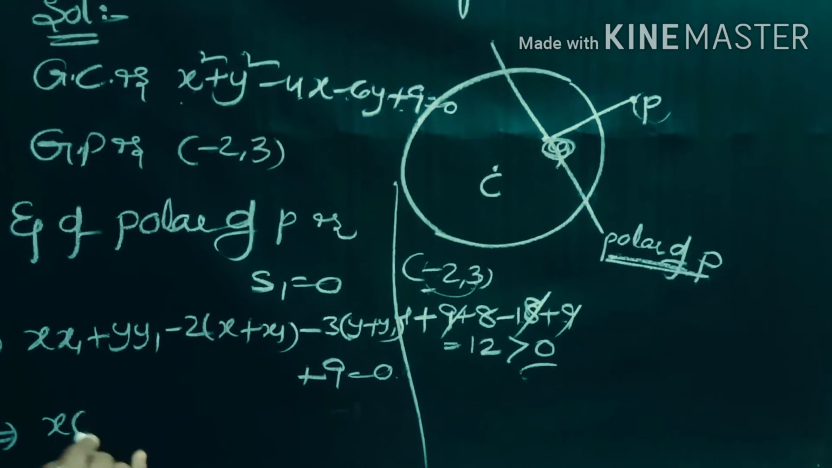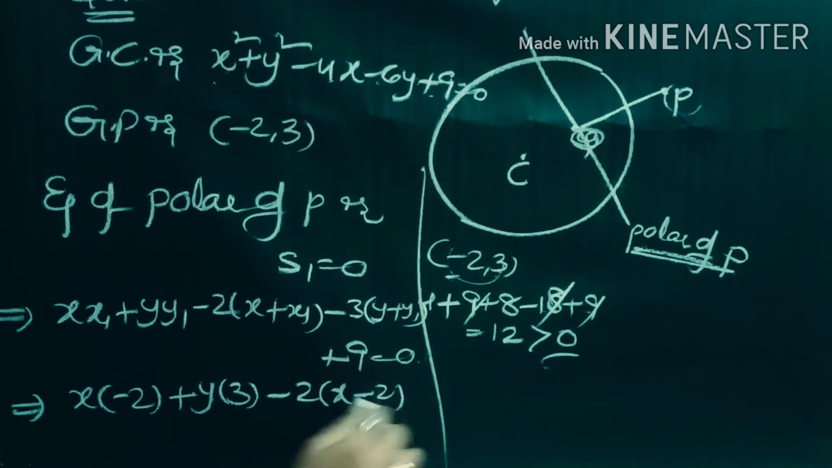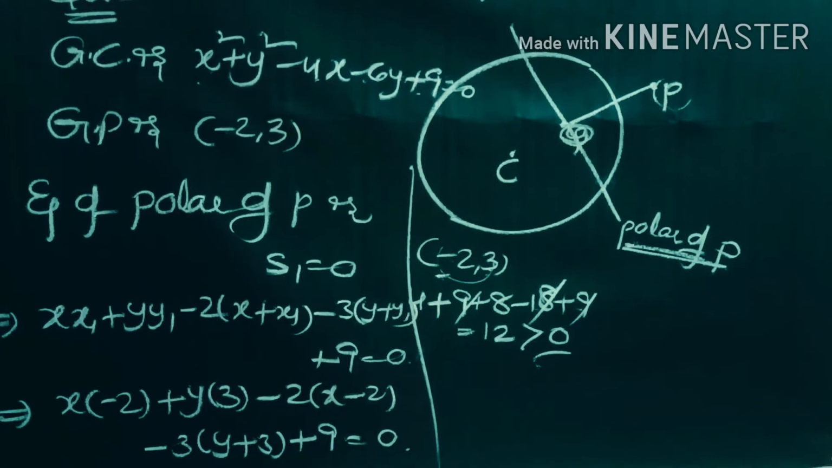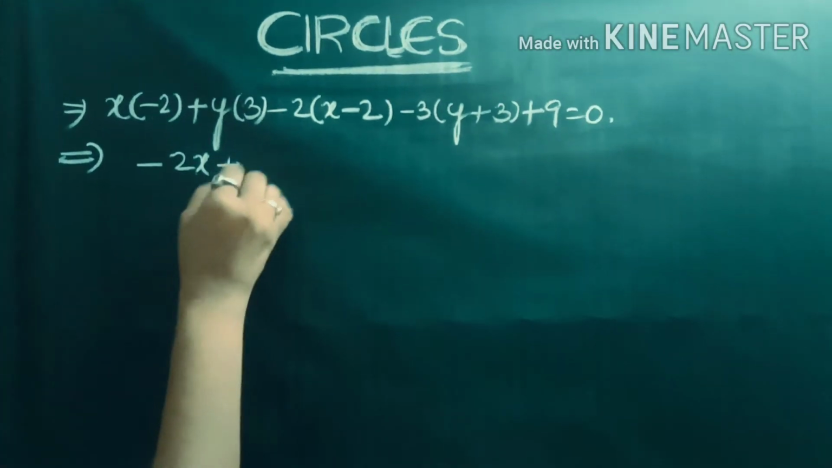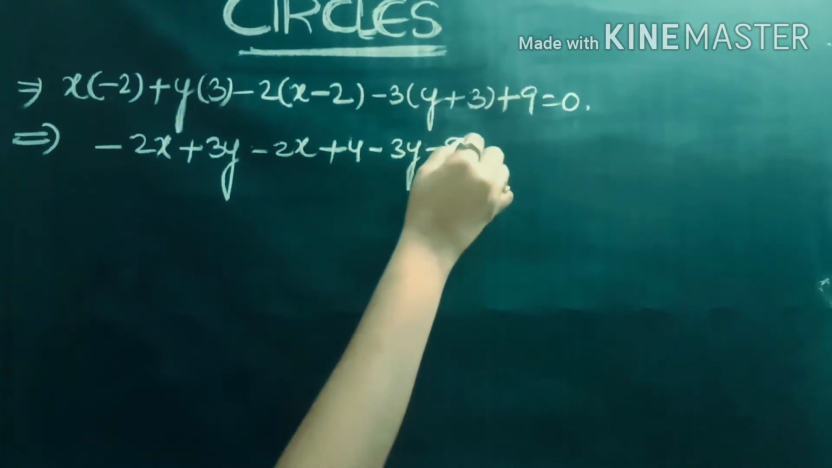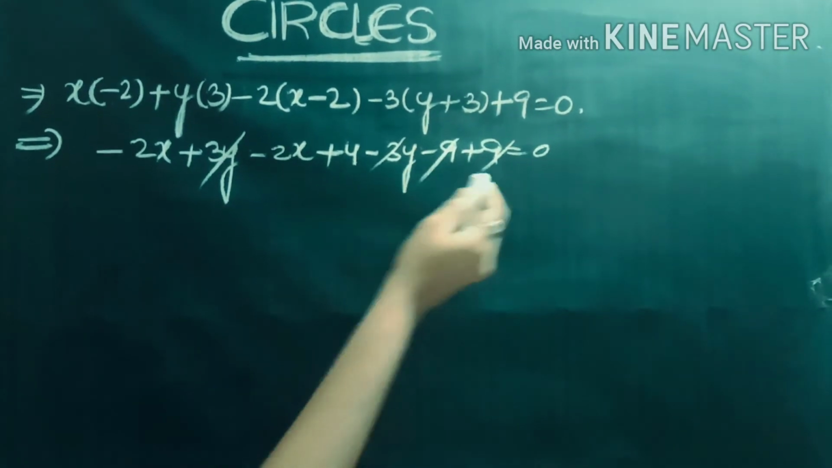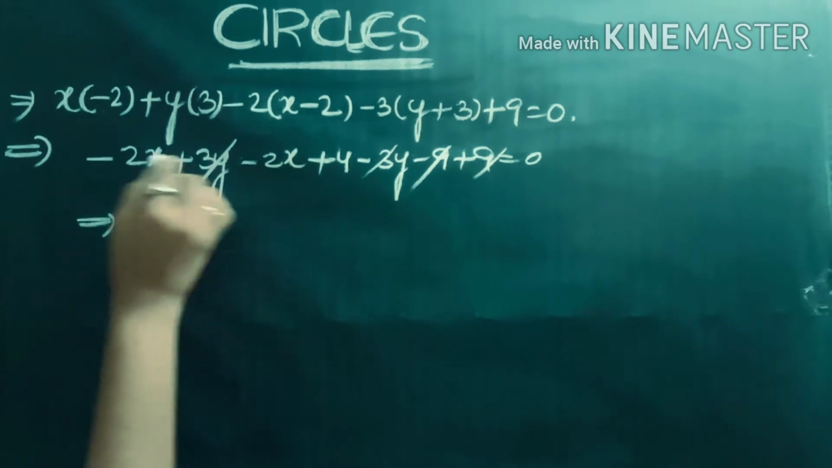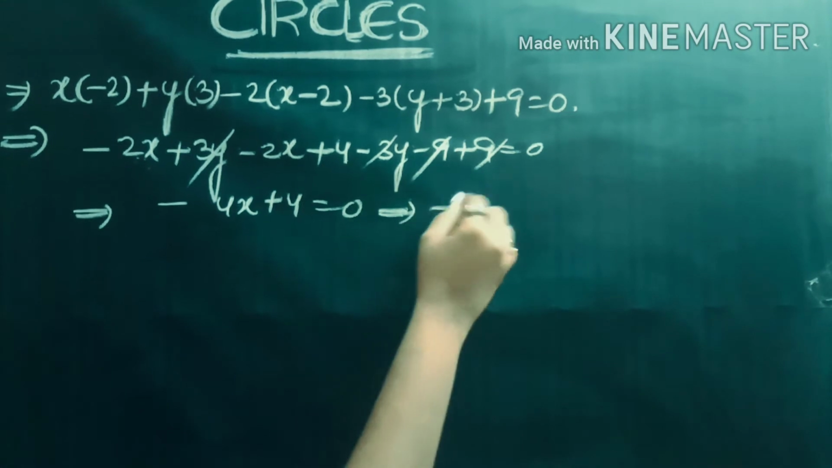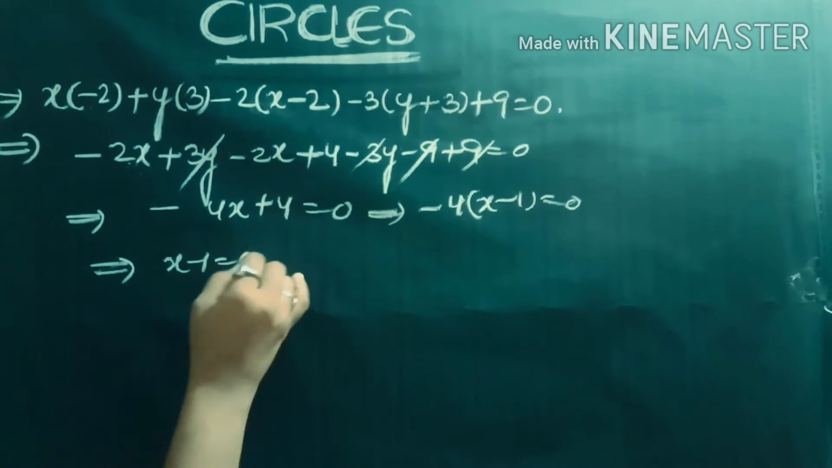That is x into minus 2, plus y into 3, minus 2 into x minus 2, minus 3 into y plus 3, plus 9 equals 0. That is minus 2x plus 3y minus 2x plus 4 minus 3y minus 9 plus 9 equals 0. Here plus 3y minus 3y cancel, and minus 9 plus 9 cancel. The remaining values are minus 2x minus 2x, that is minus 4x plus 4 equals 0. Taking minus 4 common, minus 4 into (x minus 1) equals 0. That is x minus 1 equals 0. This is the equation of the polar.